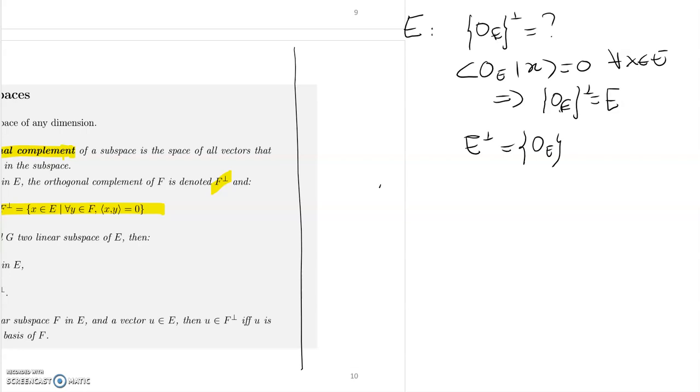Another very simple example in R3. Let's denote F equal to the span of one vector (a, b, c) in R3. What is the orthogonal complement of F? Okay, answer in the next video, but try to do it by yourself.